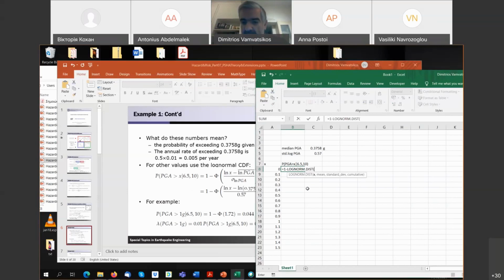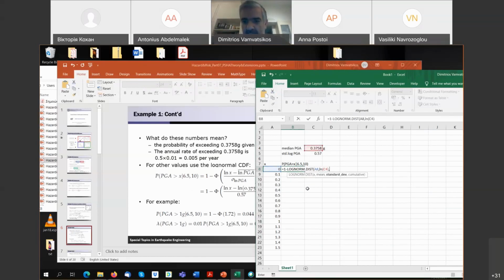Now it says give me X. That's easy. X is this one. Super. Give me the mean. Careful here. Super careful. Whenever it says give me the mean, it always means the mean of the logs. It means the mean of the normal. So be careful here. Don't get in trouble. So you're going to say ln of this one.